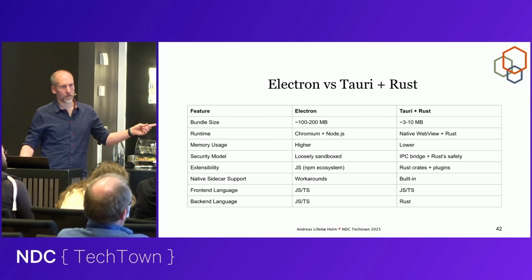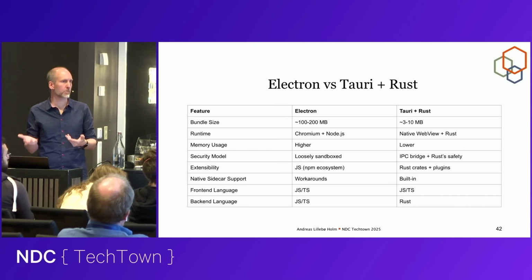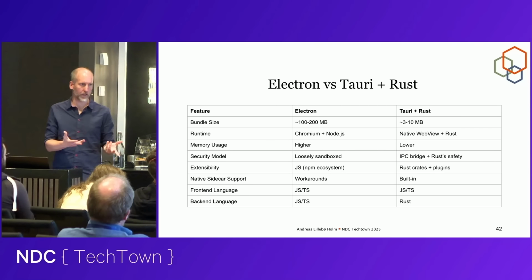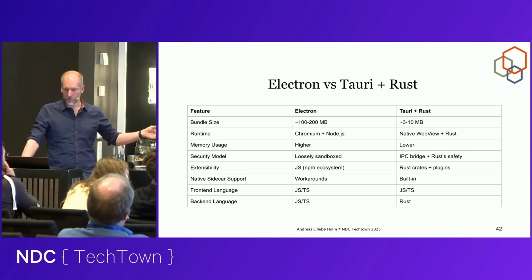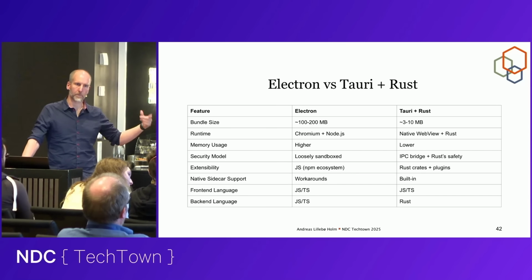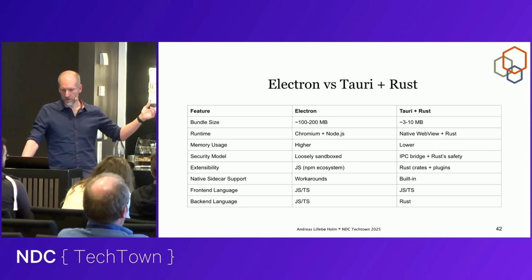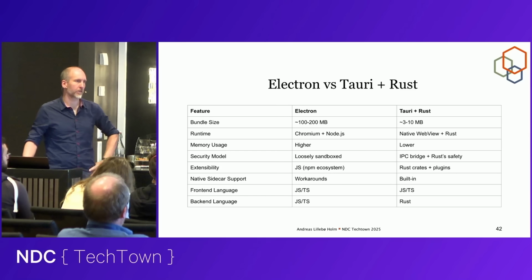You have the npm ecosystem on Electron. On the Tauri side, you have Rust crates and plugins, where you can use the standard Rust libraries like Svelte, Tokio, and these things, and also some Tauri plugins that can help you do things. You have the sidecar support. You can obviously do that in Electron as well by packing it, but it's more built into Tauri. And the language: the front end is JavaScript, TypeScript, and the backend is JavaScript, TypeScript on Electron, and Rust on the Tauri side. So this is kind of the comparison chart.